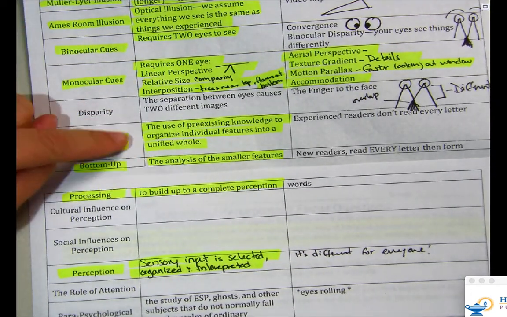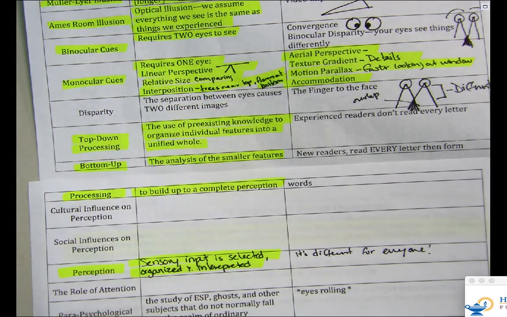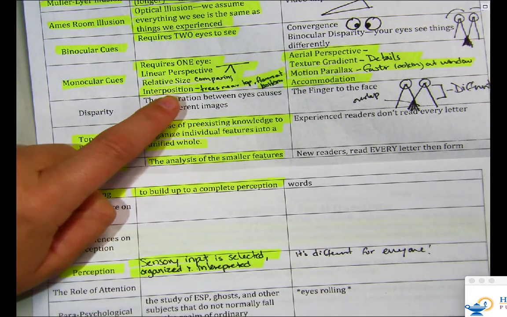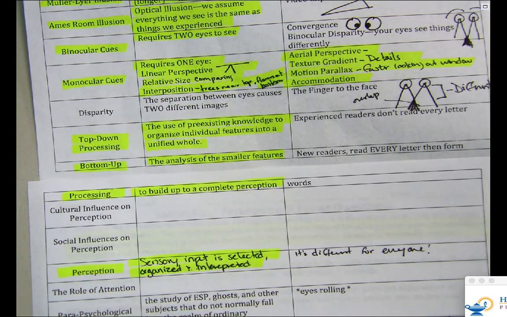Oh, for interposition, I did write in today, trees near top, flowers at bottom. So for monocular, during interposition, you need to write trees near top, flowers at bottom. So next to interposition, write trees near top, flowers at bottom. I added that today. Sophie, what's up?